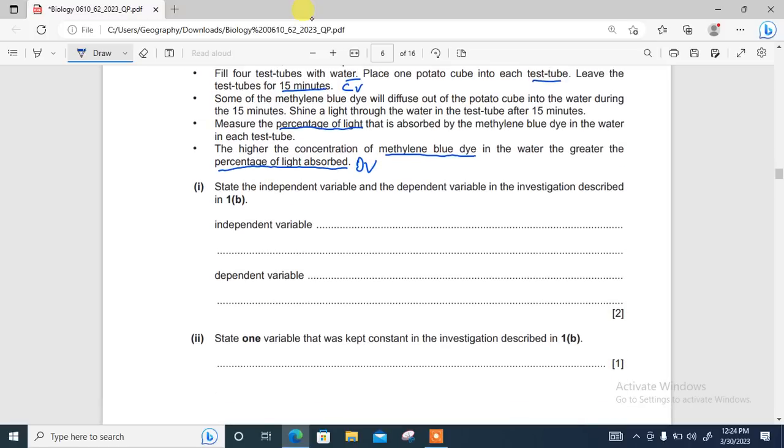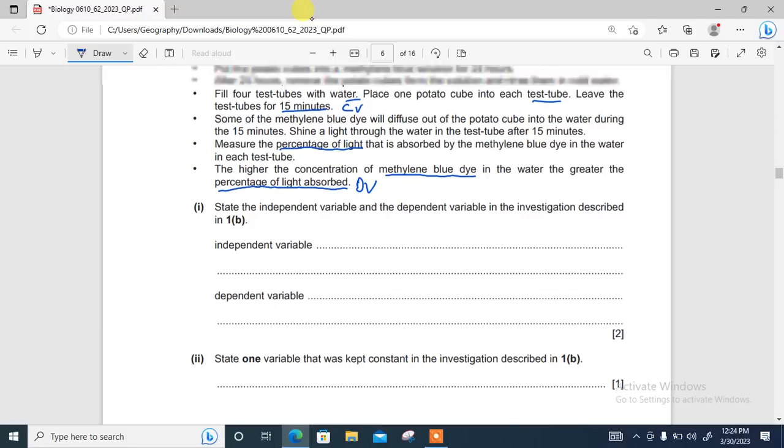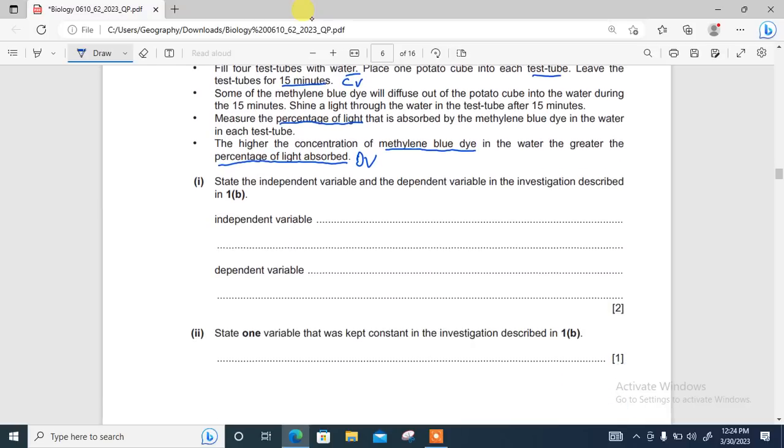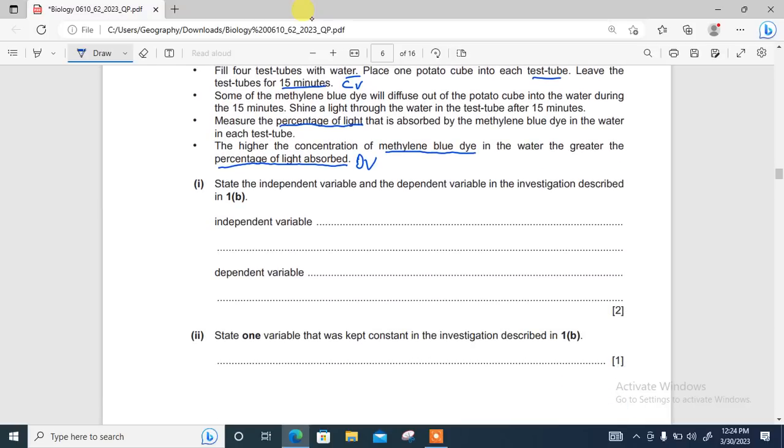Now the first question here is to state the independent variable and the dependent variable in this investigation. And I think I've been able to identify them already during the course of reading. So I think the independent variable here should be the size of the potato cubes.